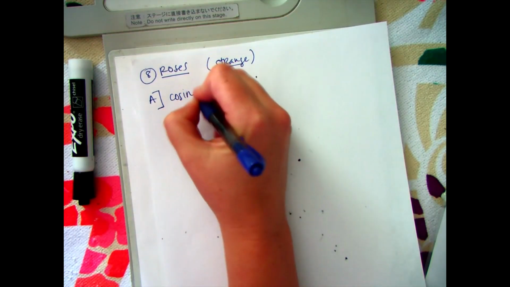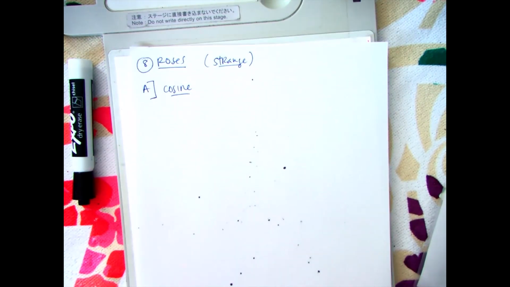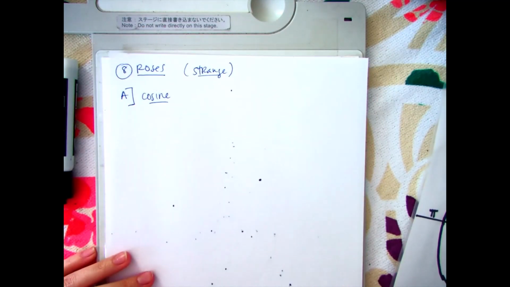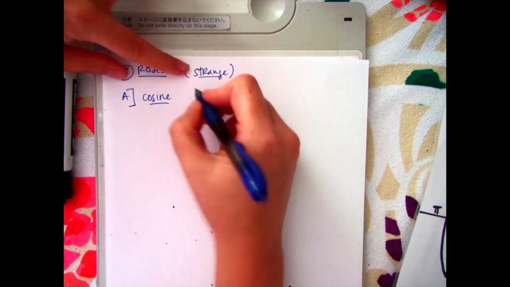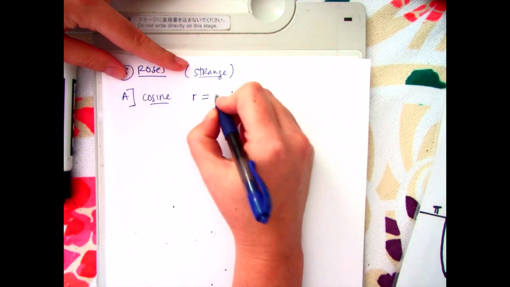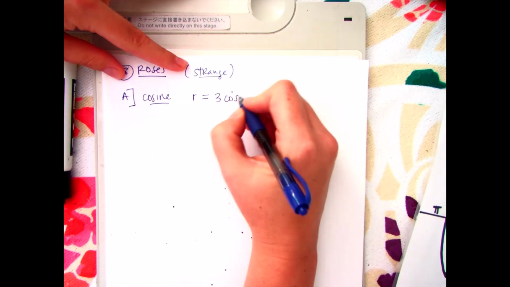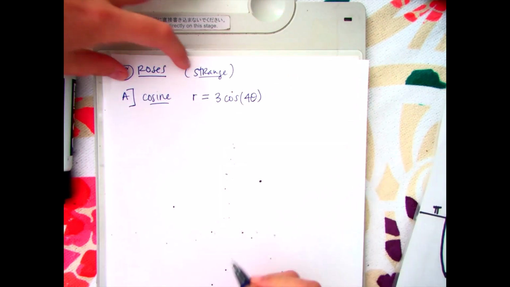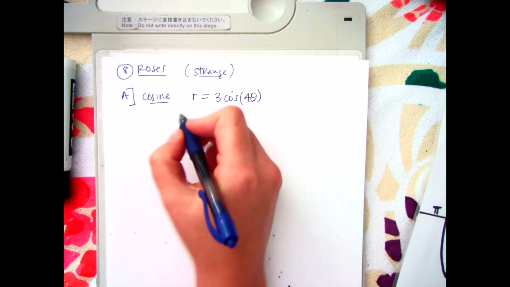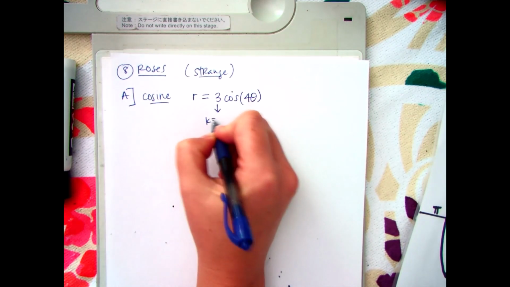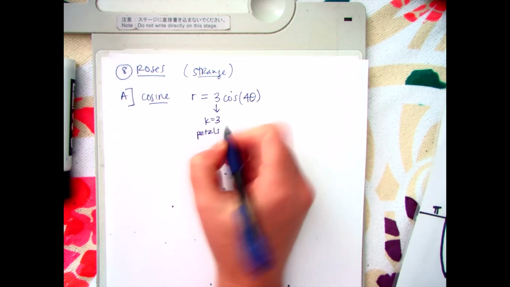So the first case I want to talk about is cosine roses. Cosine roses are easier than sine roses. They have some of the same rules that overlap, but sine roses have their own little subset of rules. So I'm going to start with 3 cosine of 4 theta. And we talked about what the two different values mean. So this is our k value, k equals 3. This means that the petals are 3 units long.